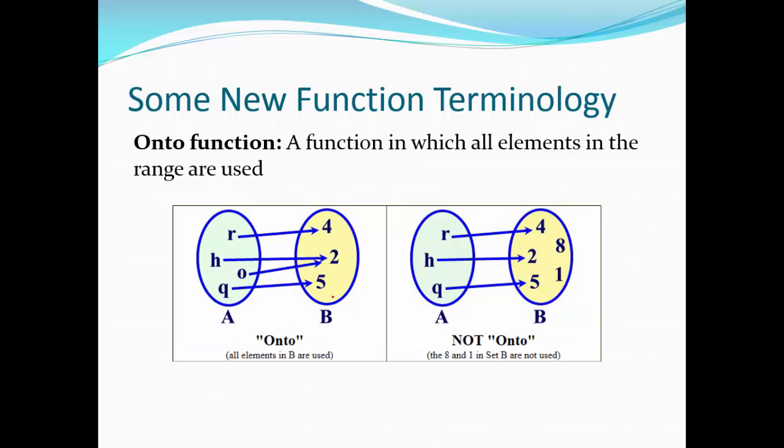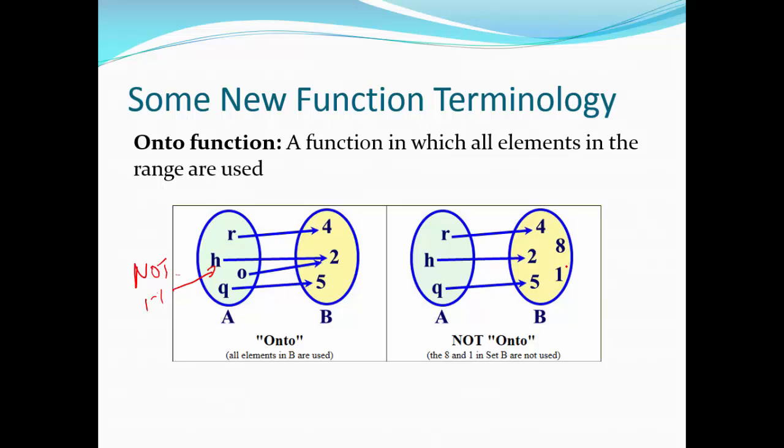The second new word is an onto function. Onto functions are those in which every element in your range is used. So for instance, this is an onto function on the left. Notice how every number in my range B is used. There's something pointing to it. It's not one-to-one though. Notice, it's not one-to-one. These are separate ideas. You don't have to be one-to-one to be onto and vice versa. It's not one-to-one because the h and the o both get sent to 2. Okay?